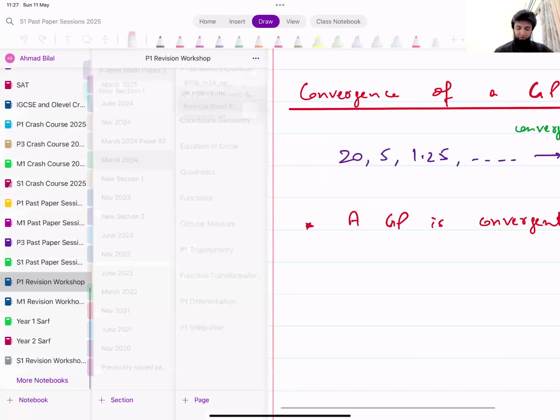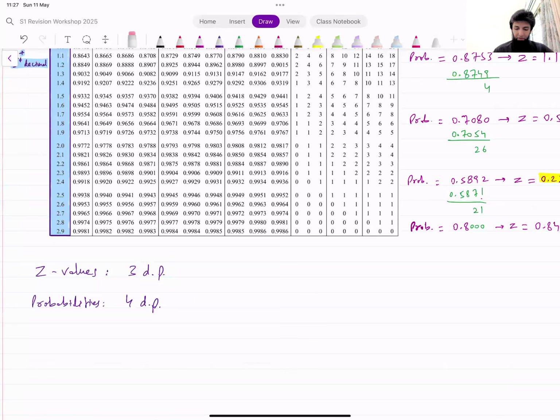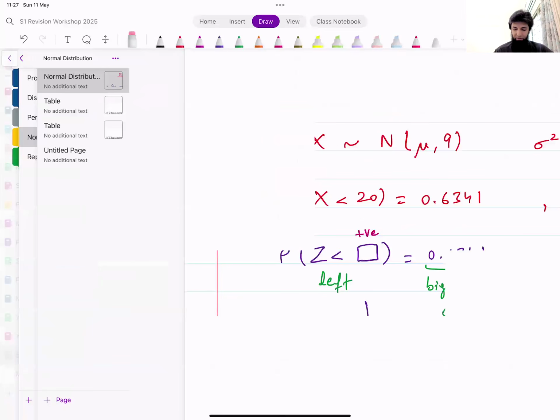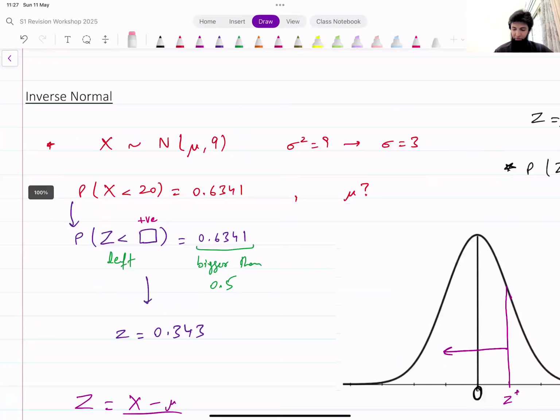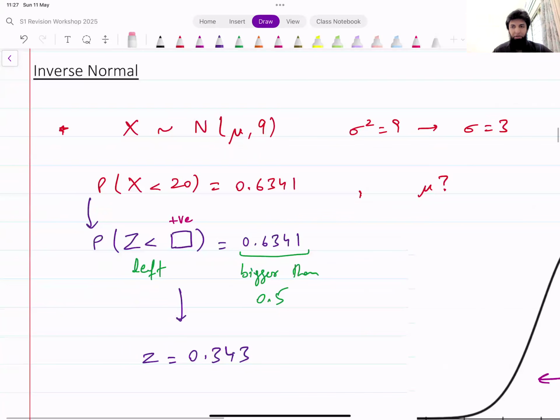Z values are written to 3 decimal places and probabilities to 4 decimal places in this table. Now, let's go back from where we switched to that table earlier. So now we know how to read the table in the reverse order, how to read the table in the inverse order, right? So now let's say we are given that there's a variable such that its mean is unknown.